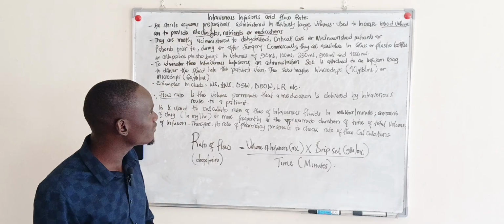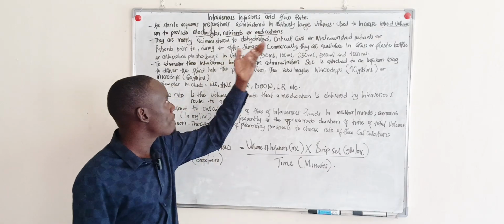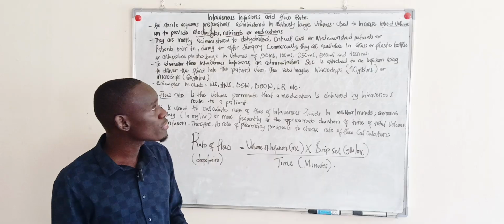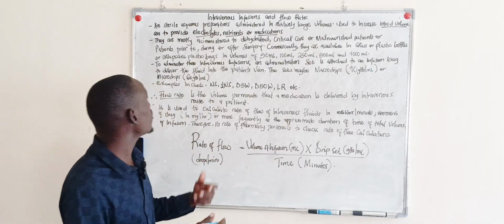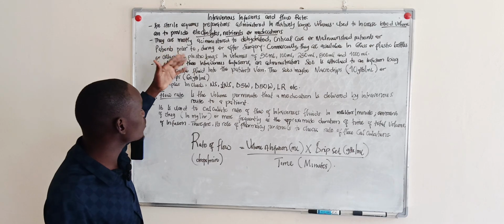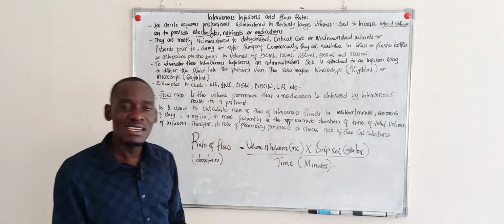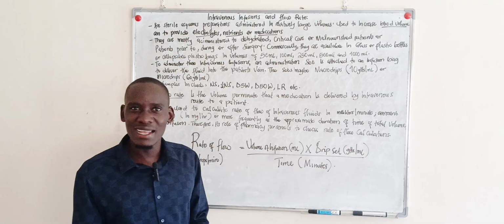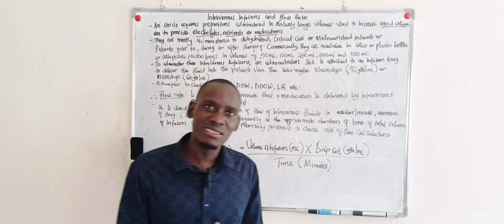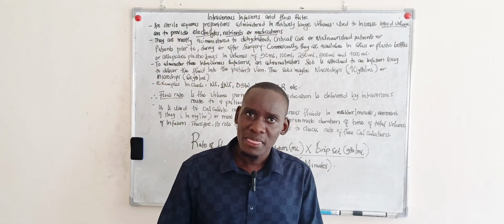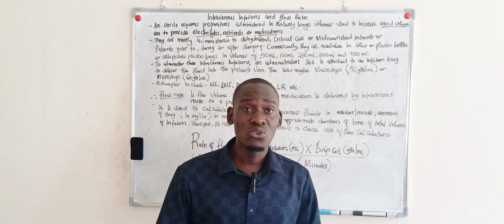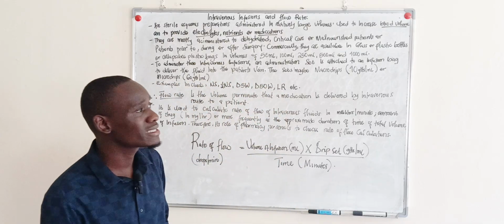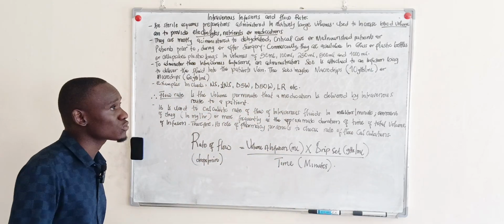Just like we have mentioned, patients in critical care, we know those ones, malnourished patients, or sometimes patients prior to or during or after surgery. You know, during surgery, you're also placed on these infusions so that we can support the patient during that procedure. So sometimes they are also used during those procedures to support life.